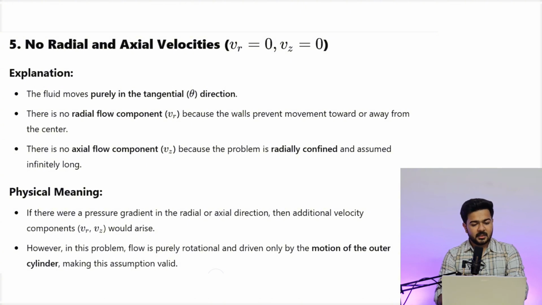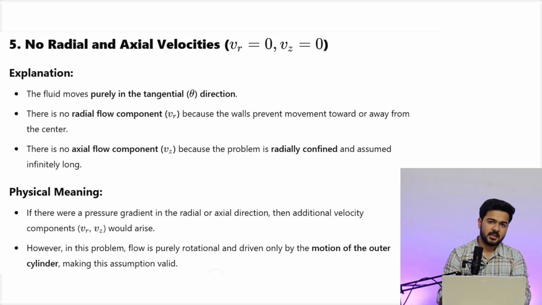The physical meaning: if there were a pressure gradient in the radial or axial direction, an additional velocity component Vr or Vz would arise. But here we have assumed that the pressure throughout the liquid is constant, as it is an infinitely long cylinder and properties are not changing. So Vr and Vz are 0. In this problem, the flow is purely rotational and driven only by the motion of the outer cylinder, making the assumption valid. That is, we are not considering the effect of gravity.